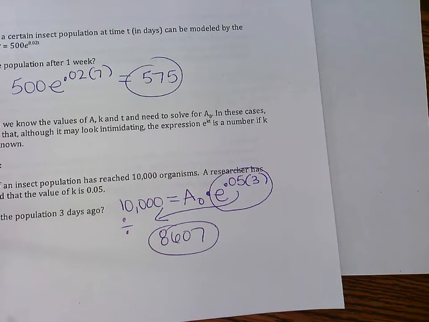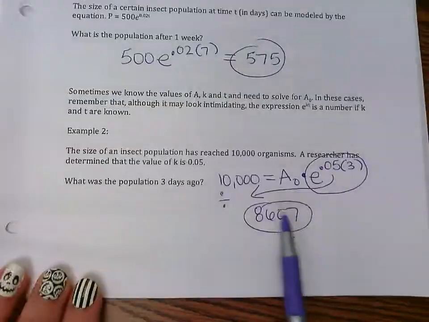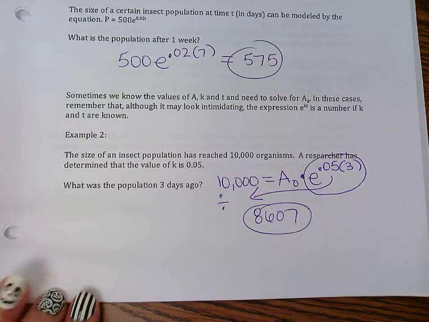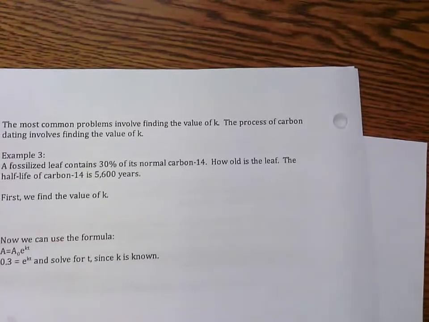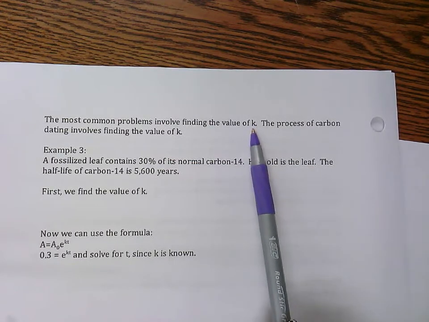Does anyone need help typing it into their calculator? Are you trying it at least? You're going to have to do applications on your own eventually. So this one, we started with everything known, but we had to find the initial population. So now, the most common problem involves basically finding the value of K for our situation.